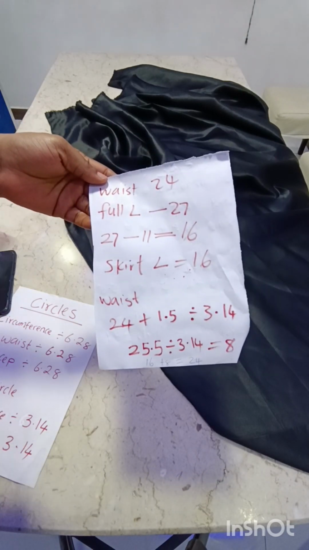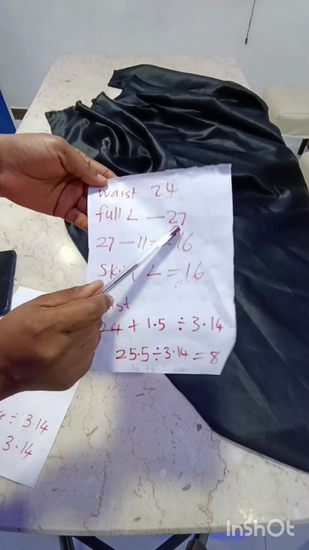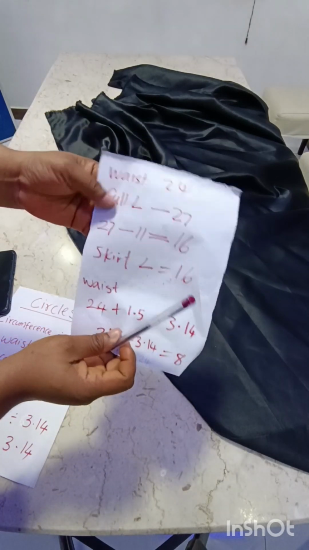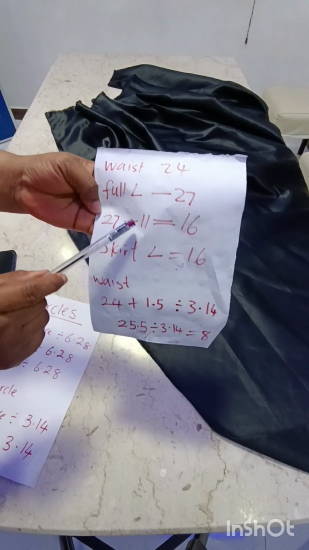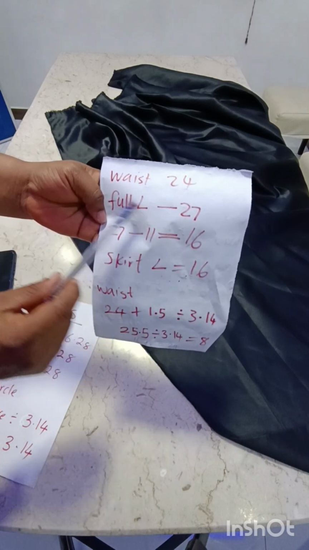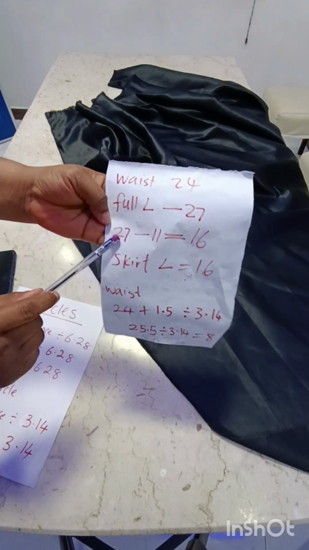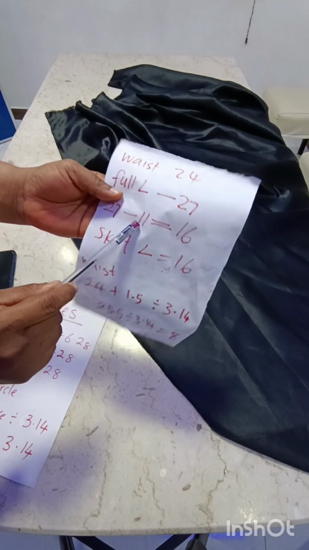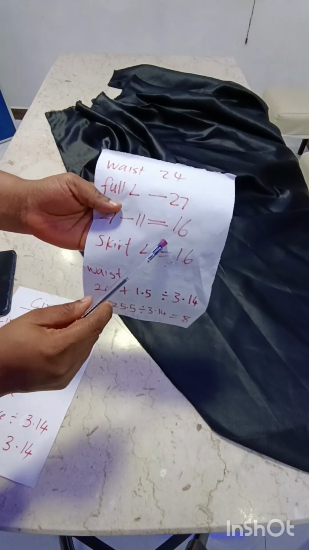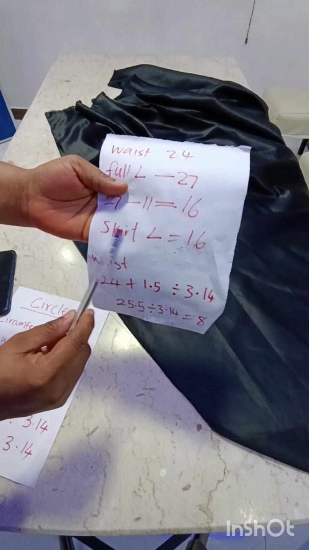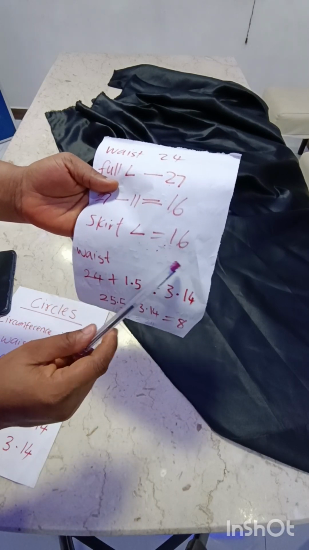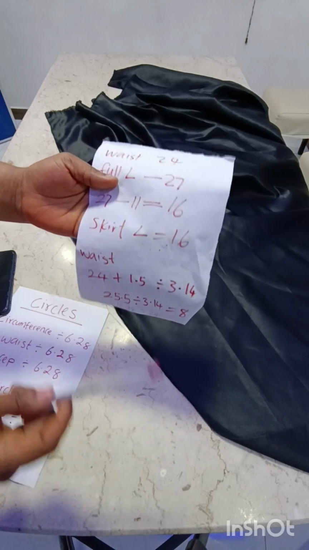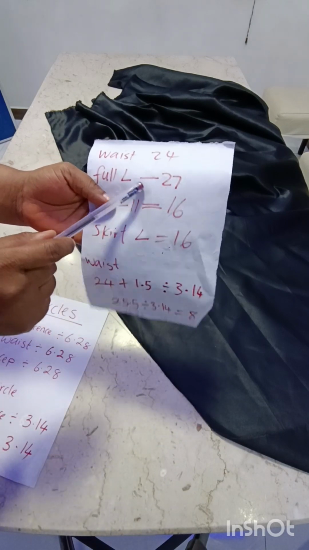Now, the length of the gown is 27. So this 27, I removed the top, with the shoulder to waist is 11. So the full length is 27. So I removed the top, which is 11, from this 27. So 27 minus 11, what we have is 16. 16 will now be the length of our circle skirt, the length that we are going to cut to fit into the top to still make 27.